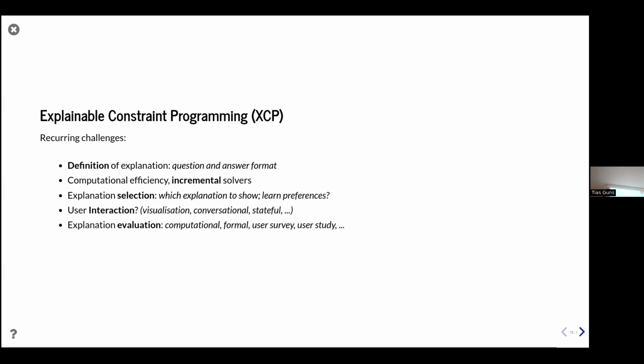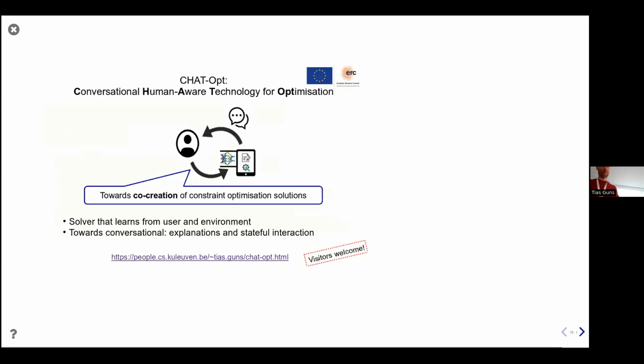And then finally, what I didn't really talk about is evaluation. I showed you just computational evaluations, namely the runtime, or formal evaluations, namely is it subset minimal and so on. But if we're talking about users, then it would make sense to also do user surveys, user studies, and so forth and so forth. That last paper, the paper from the Monash group, actually goes a bit into this.